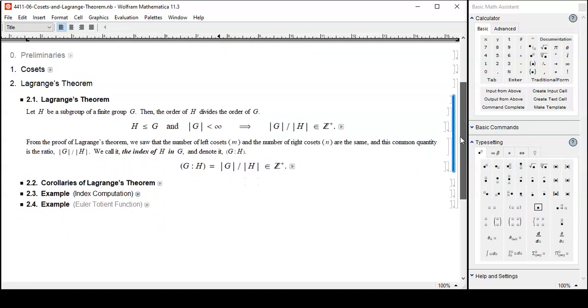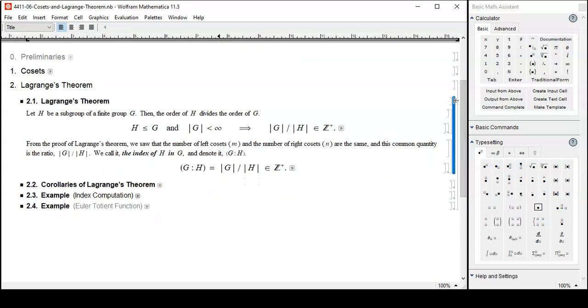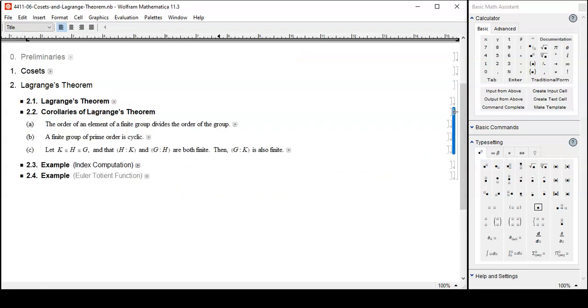Okay, now that we proved Lagrange's theorem, let's go ahead with some corollaries. The order of an element of a finite group divides the order of the group. So what is the order of an element? That means the order of the cyclic group generated by that element, right? But then again, we proved that a cyclic subgroup is a subgroup of the original group. So that order must divide the order of the original group.